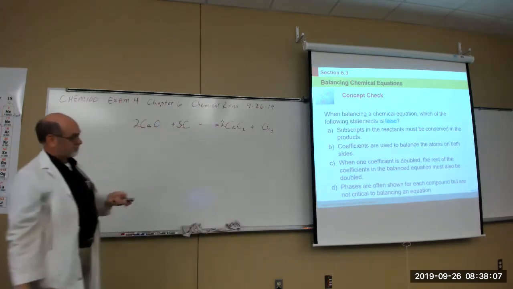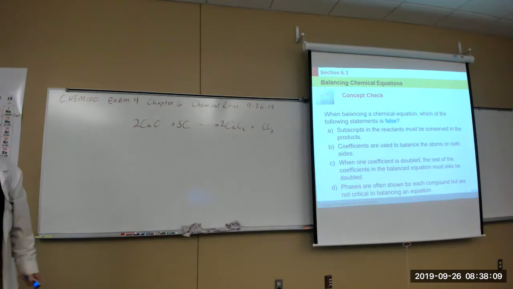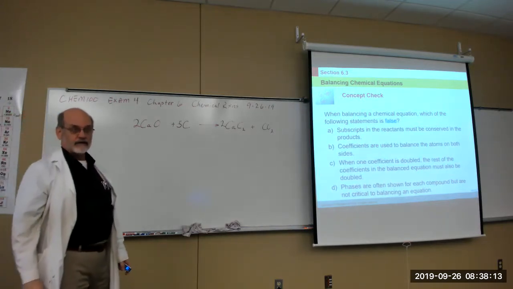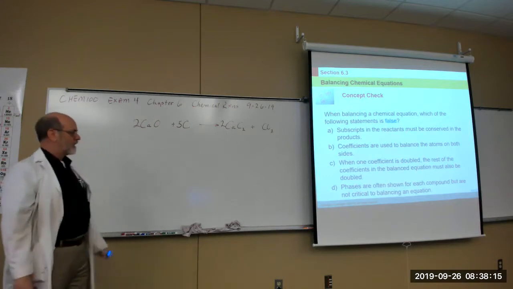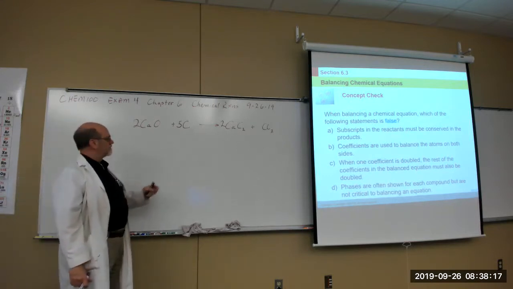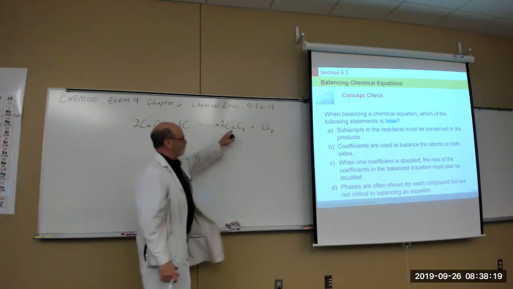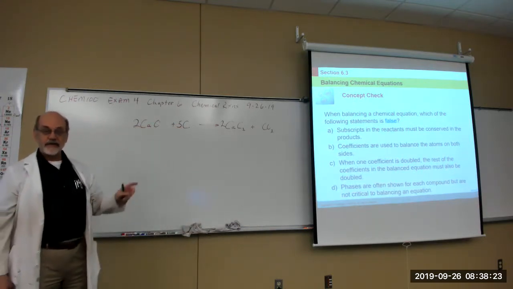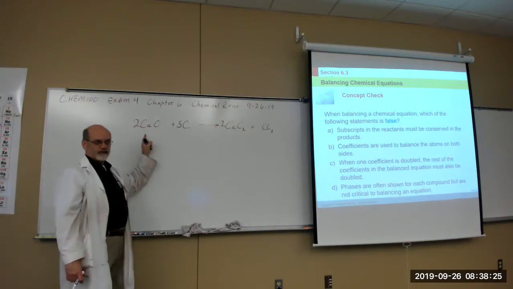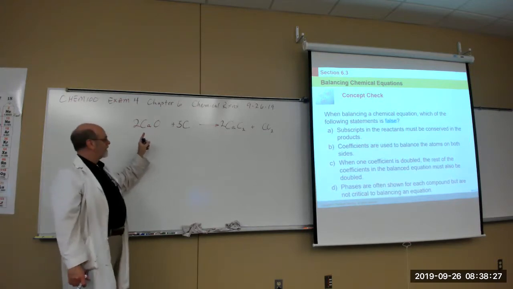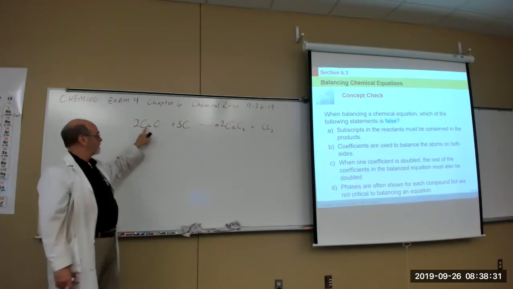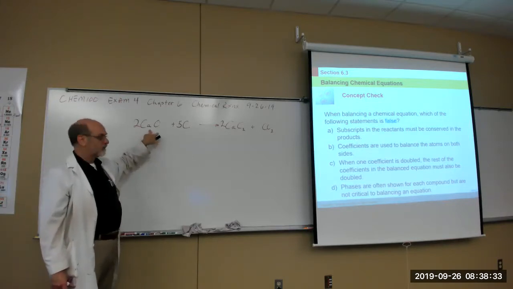So A is false. You do not conserve subscripts necessarily. No, you do not conserve them. That was a coincidence. Just because this one is 1 and that one's 1 has nothing to do with balancing the equation. It has everything to do with writing the compounds correctly. Because what's the charge on oxygen? 2 minus, 2 plus, 1 and 1.